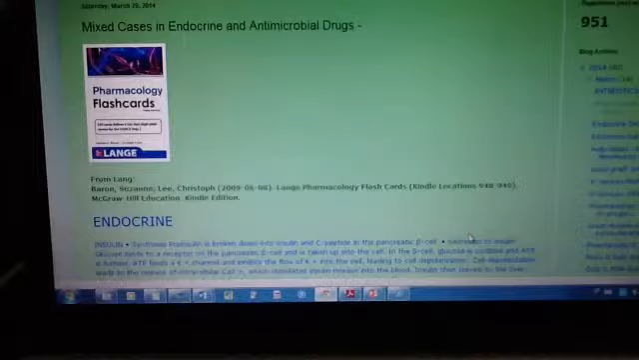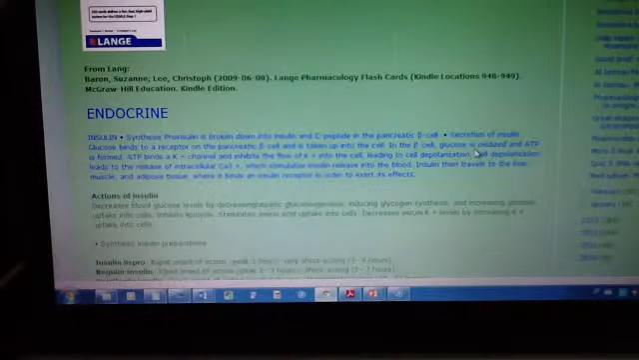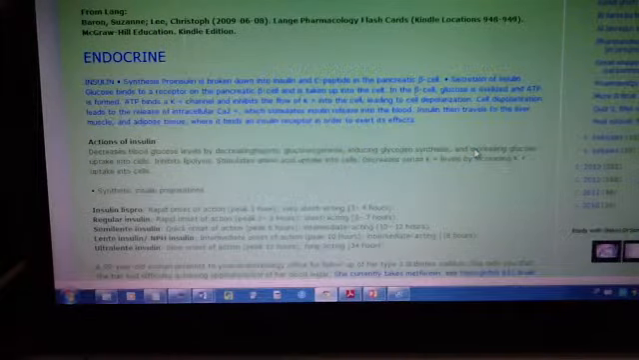I'm just going to be looking at my blog and basically reading these flashcard clinical vignettes, which I bought from Amazon. These are the Lange pharmacology flashcards. So I'm just reading them, and if this can be really boring for you, this is your time to bail out. Anyway, we're talking about the endocrine system, and first we're going to talk about insulin.